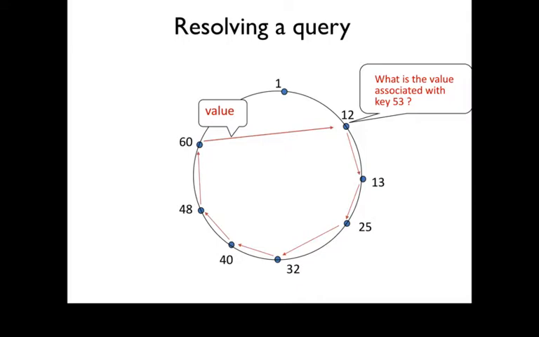So I've obviously made this assumption that every peer knows about its successor and predecessor, which is not a lot, okay? Because that you can bootstrap when you start.